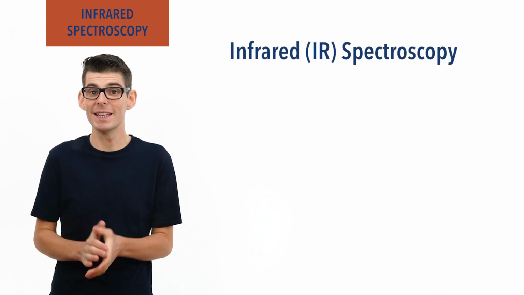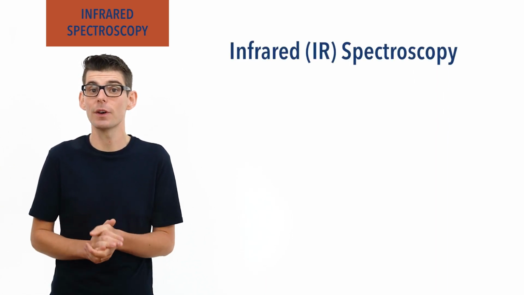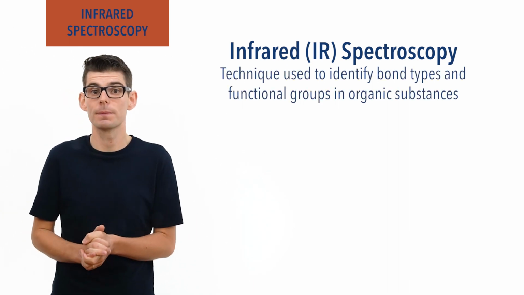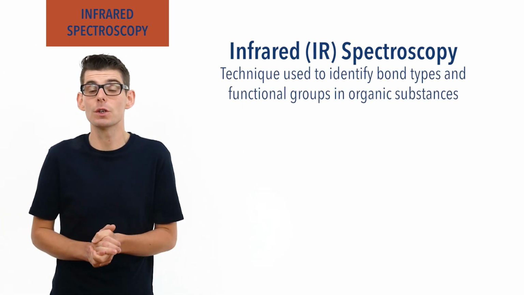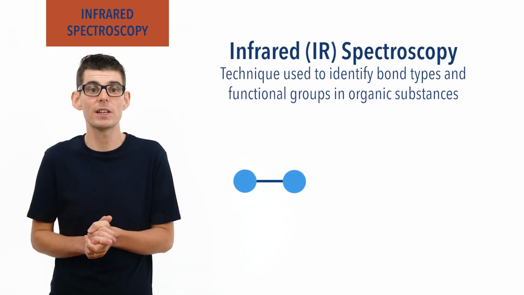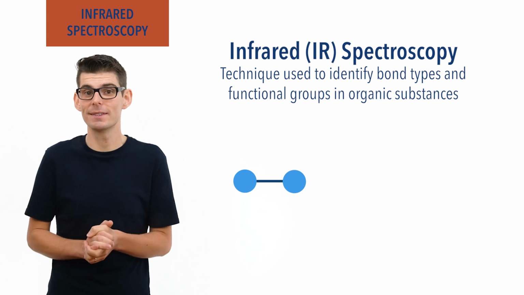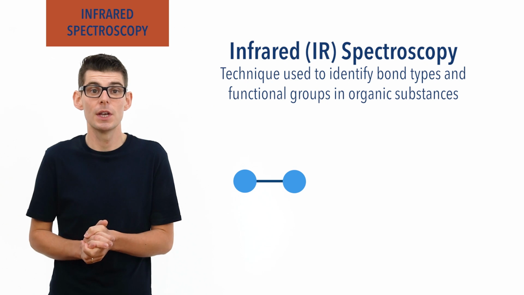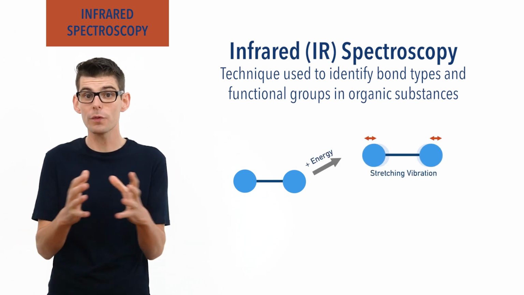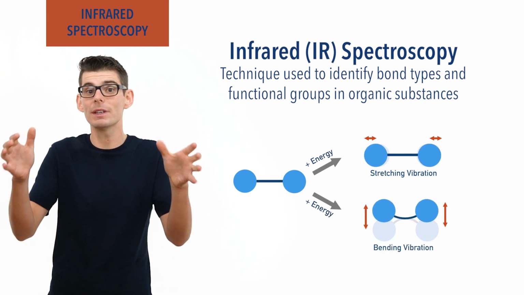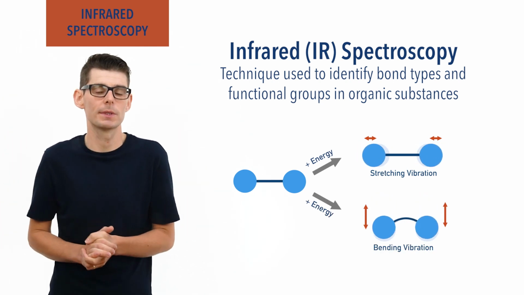Recap done? Let's go! Infrared spectroscopy is a technique used to identify the bond types and functional groups present in organic molecules. The technique centers around the idea that covalent bonds can absorb specific amounts of energy to vibrate in certain ways. There are two main ways a covalent bond can vibrate. The bond can stretch back and forth in what are called stretching vibrations, and they can bend up and down in what are called bending vibrations.